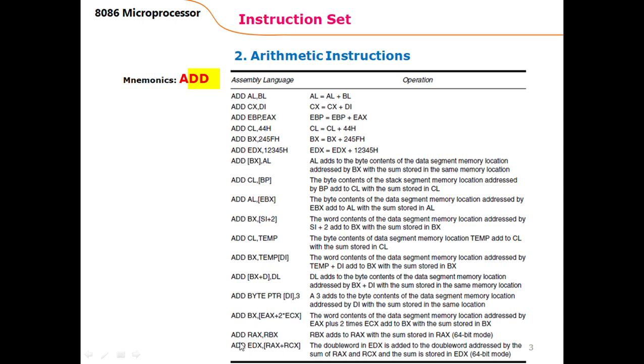And here we can see RAX and RBX, which are 64-bit registers, and the 64-bit values in these registers are added. So these two examples are the 64-bit addition examples.